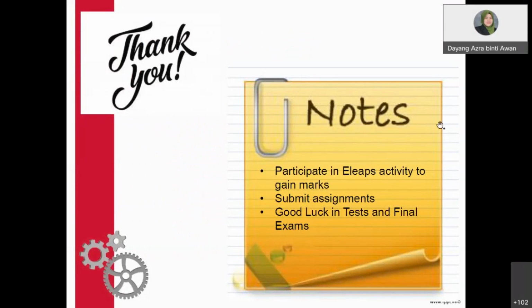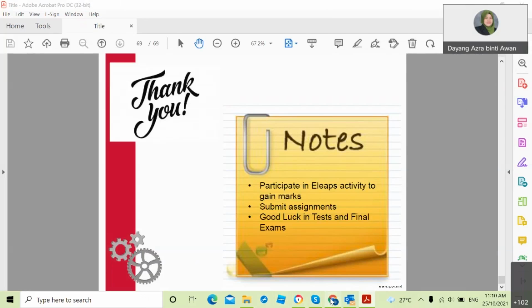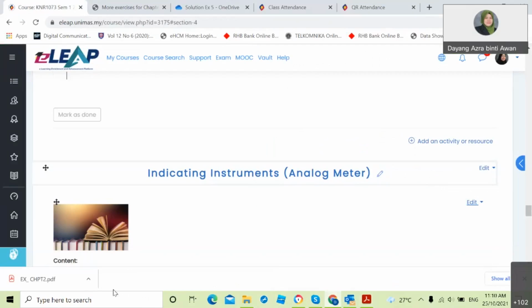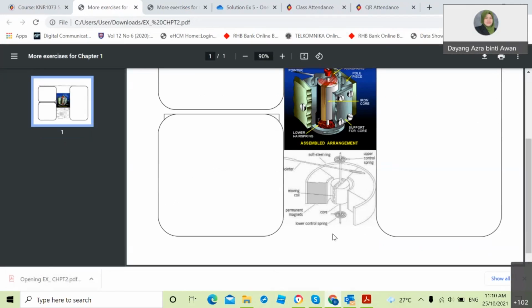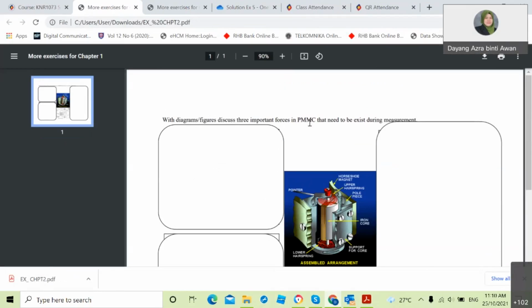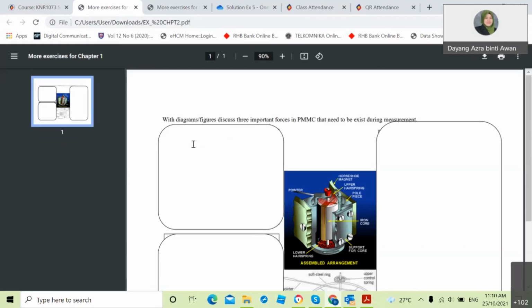So this one is only theory. You can go to the eLearning platform. You can see the exercise for this chapter is only for you to distinguish the three forces that need to exist during the measurement. So here we have deflecting, this is the controlling, and this is also the damping. So please try to do it and put the figure inside it also, for you to be able to remember what the forces look like.